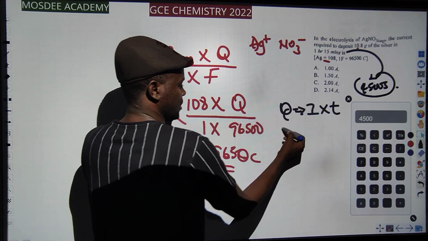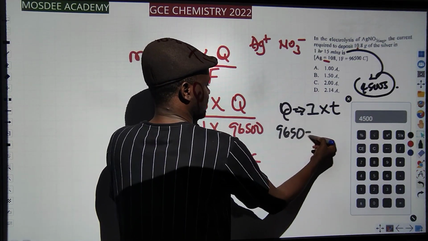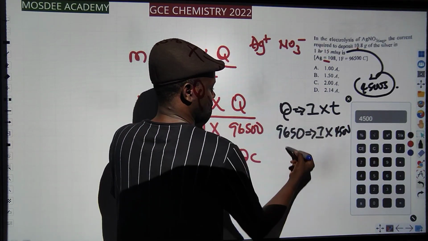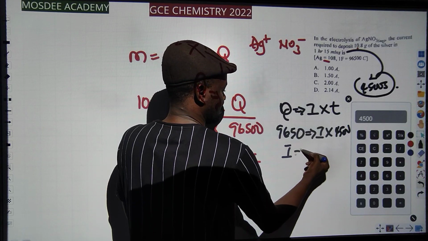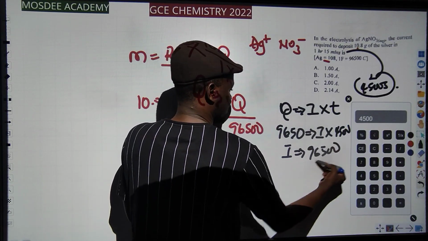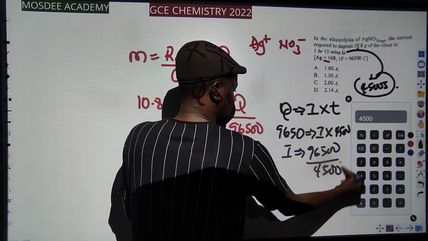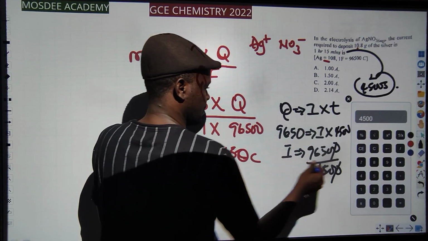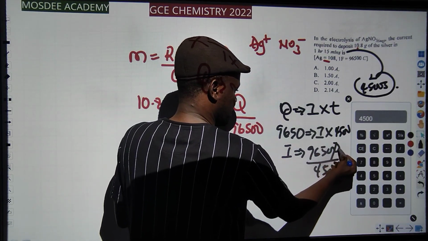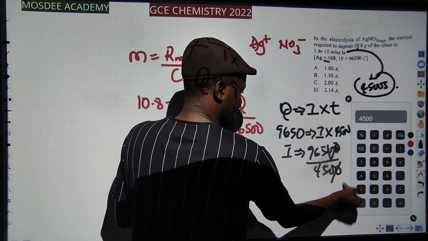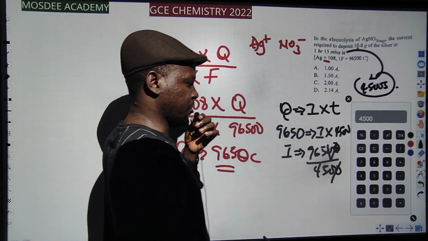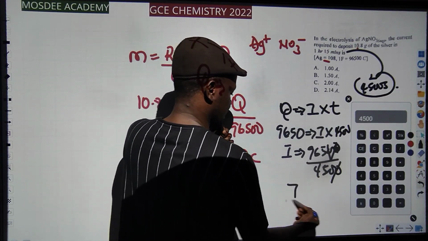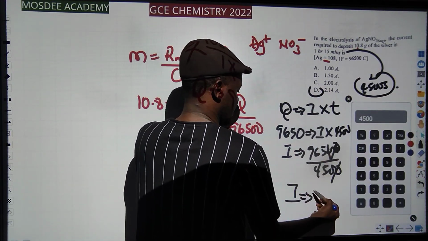So I know the Q here is 9650, equal to the current times the time, which is 4,500. On simplification, this one gets cancelled out. You can just say 9650 divided by 4,500. Sorry, it's 9650, not 96500. So it's this zero that is cancelled. So 965 divided by 450. 900 is 450 times 2, so you are looking for 2 point something, greater than 2. That's 2.14, I guess, and that would be right.